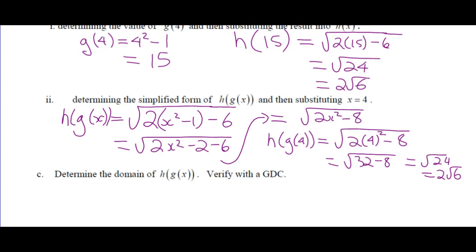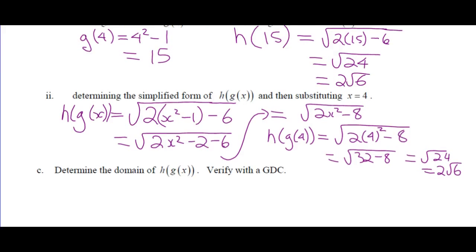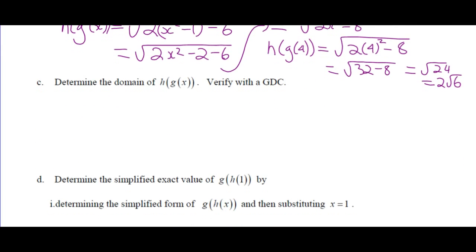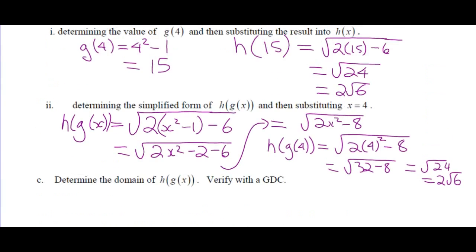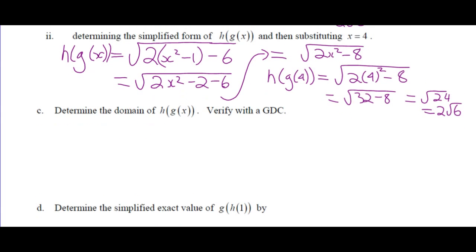Determine the domain of h of g of x. So what's the domain of h of g of x? If we look at h of g of x, we're looking at the square root of 2x squared minus 8. So 2x squared minus 8 has to be greater than or equal to 0.